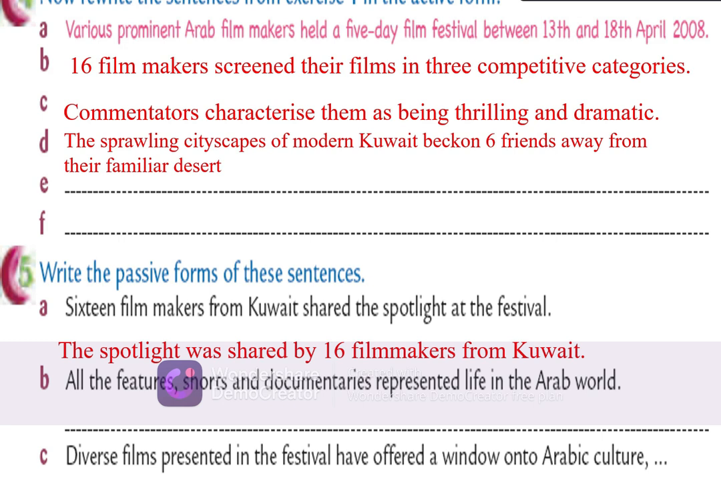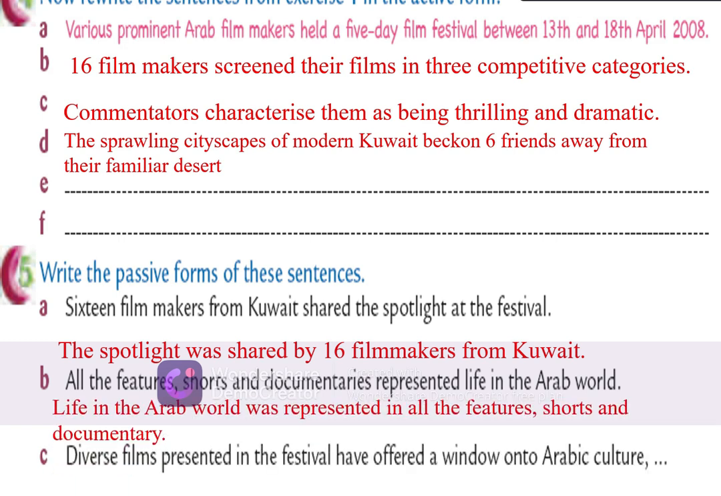B. All the features, short and documentaries, represented life in the Arab world. Where is the object here? The object is life in the Arab world. Okay, so we need to look at the sentence. The main verb is represented, so it's verb 2. We put was or were because life in the Arab world is singular. We put was, and then we add the verb 3, which is represented.